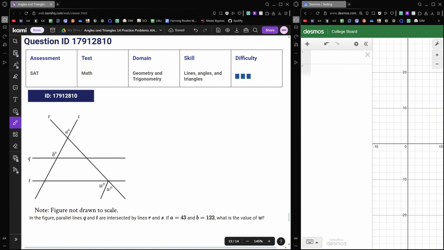Question number 13. In the figure, parallel lines Q and T are intersected by lines R and S. If A is equal to 43 degrees and B is equal to 122 degrees, what is the value of W?